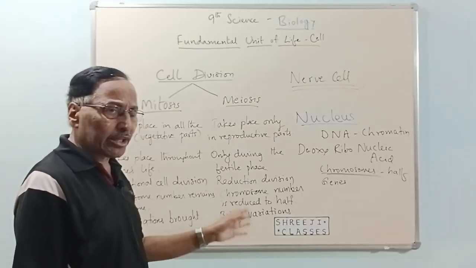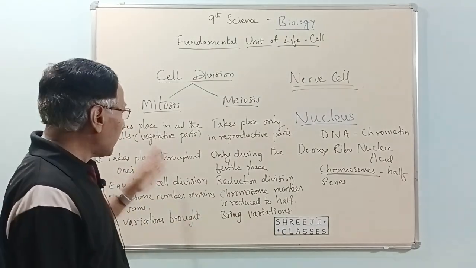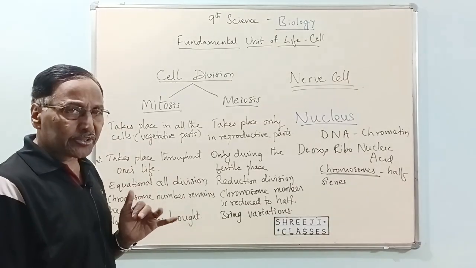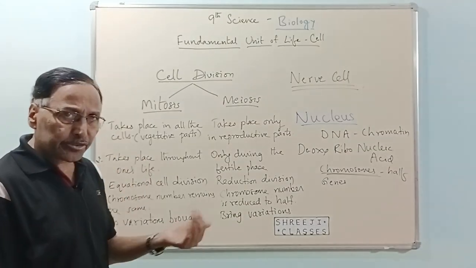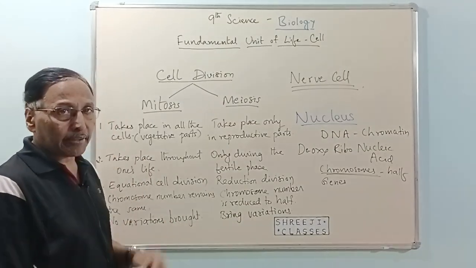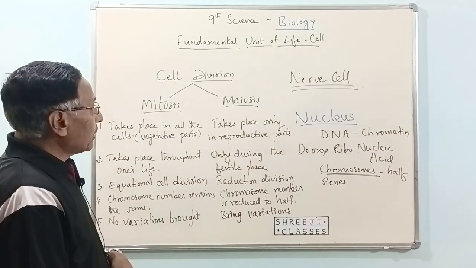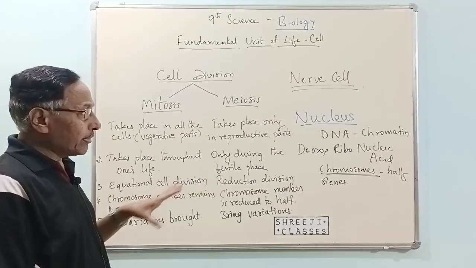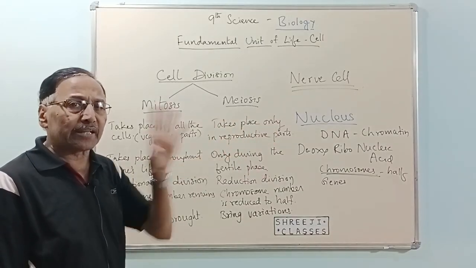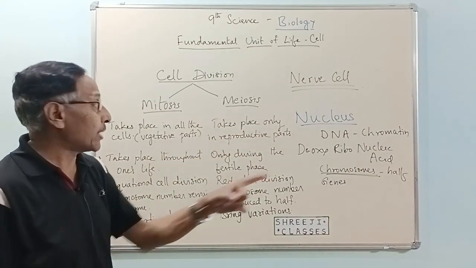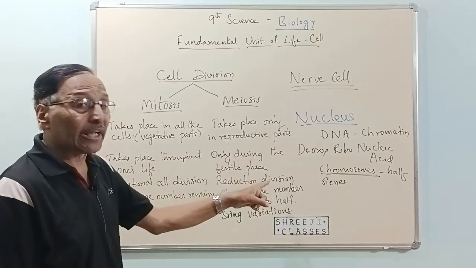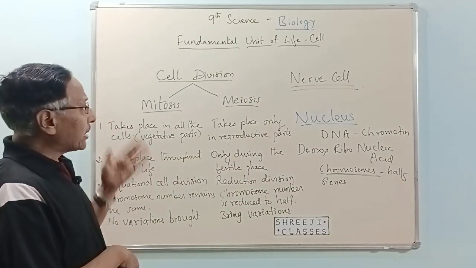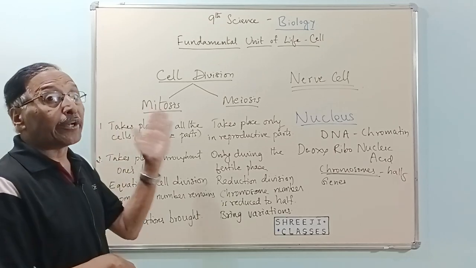This helps in producing the gametes, whereas this helps in growth, repair of damaged cells, healing of wounds, regeneration, etc. Right? This is taking place throughout life. This takes place only so long as the organism is able to reproduce. That is what we call the fertile phase or reproductive phase. Right? These are the two types of cell division.